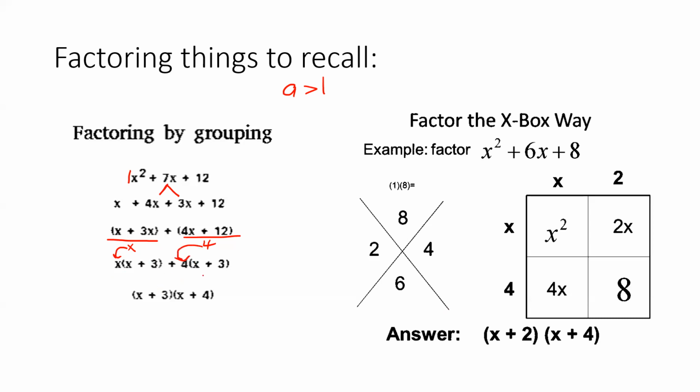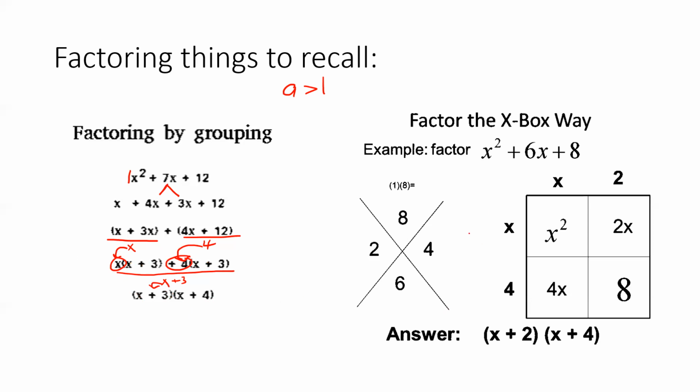Okay? Now I'm going to factor out the common binomial. So my common binomial that I'm factoring out is x plus 3. So I factor out x plus 3. Again, it got kicked out, it wasn't disappeared. And all I'm left with is x plus 4. So that's how that works, okay?